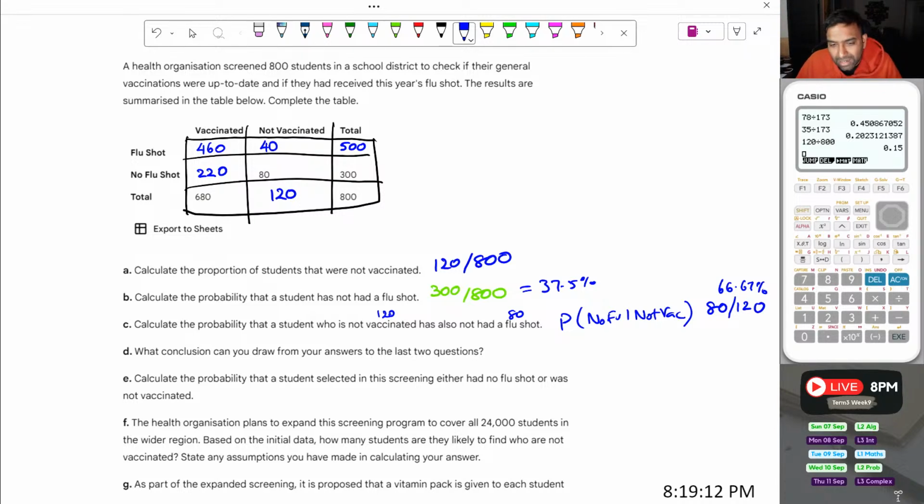I would just state this. I would say that the probability of a student not having a flu shot is 37, and the probability of a student not having a flu shot, given they're not vaccinated, is much higher at 66.7%. But I'm not completely sure after that part there. I need to actually go back and have a look at my notes.